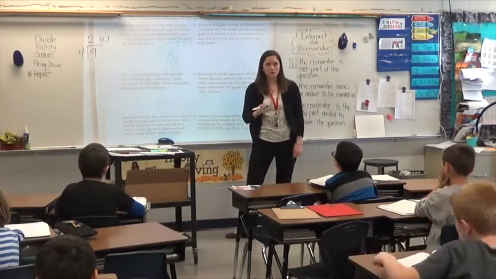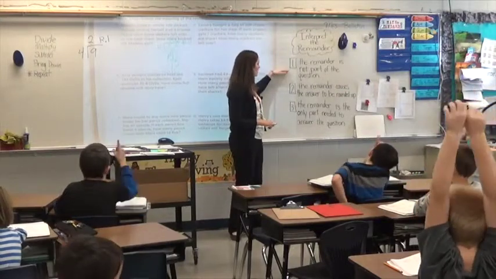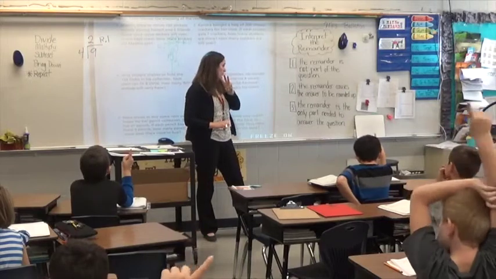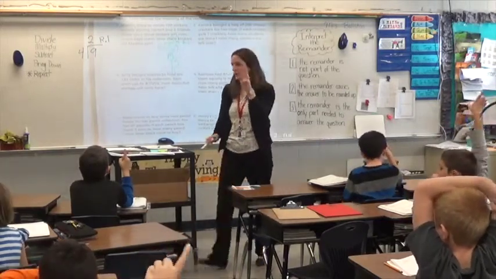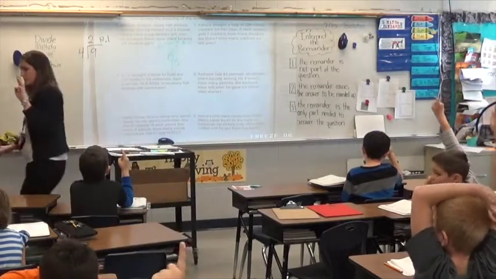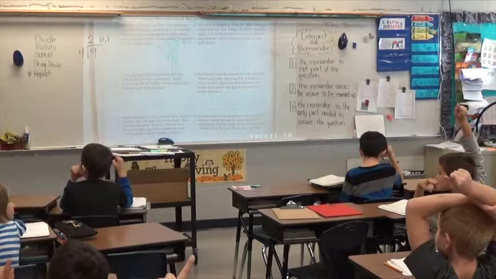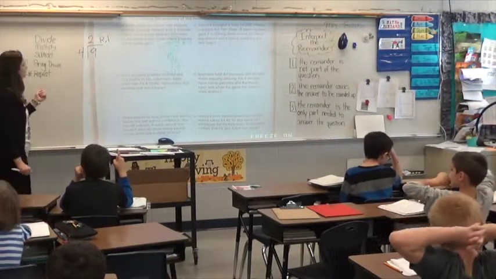So vote with your fingers. 1, 2, or 3. The remainder is not part of the question. The remainder causes the answer to be rounded up. Or the remainder is the only part needed to answer the question. Vote with your fingers. 1, 2, or 3. Alright, I see a lot of 1s. That's correct. Because if there is no remainder, it's not part of the question, is it?